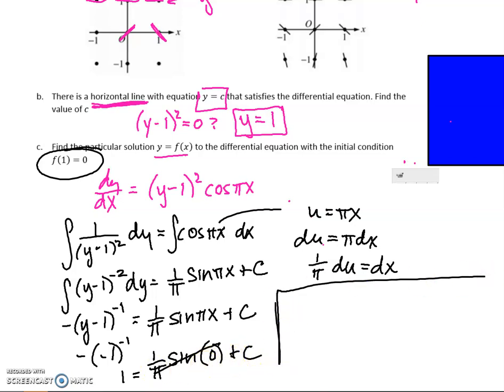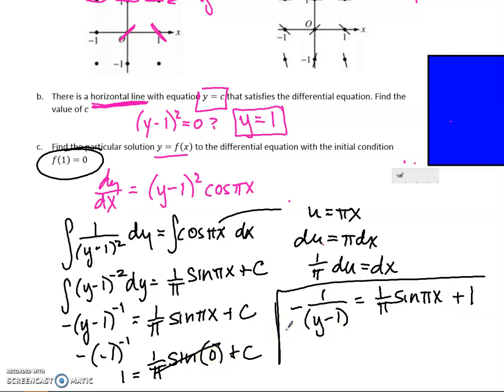So I have, let's see, right here, I have negative, I'm going to change that to 1 over y minus 1 to the first power. So I'm going to rewrite that a little nicer, equals 1 over pi sine pi x plus 1. So I just plugged everybody back in.